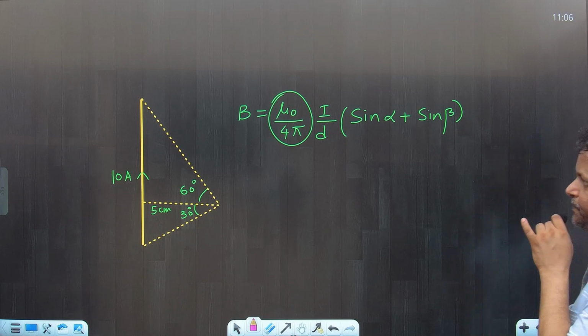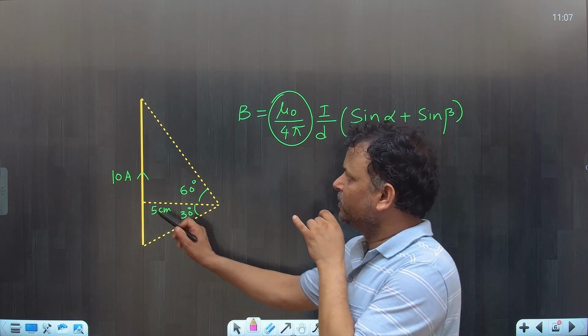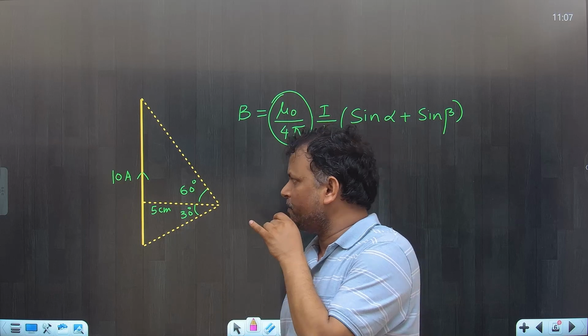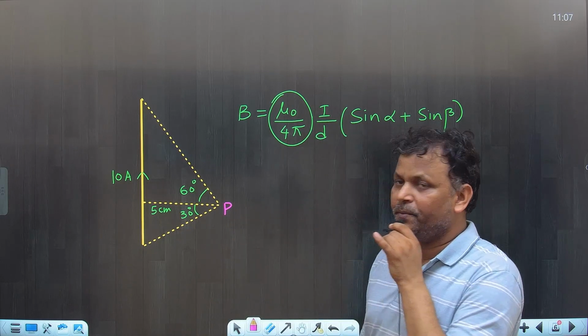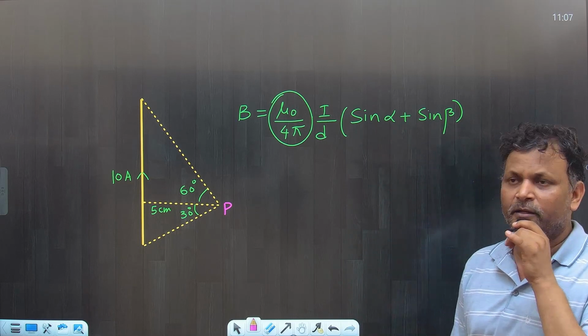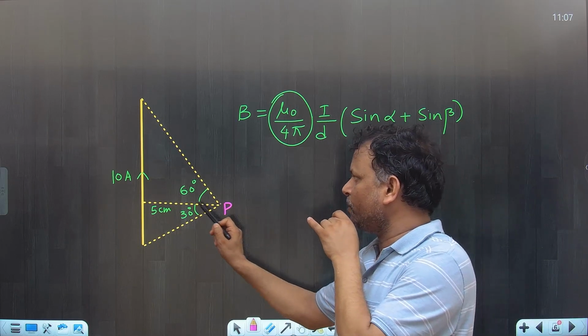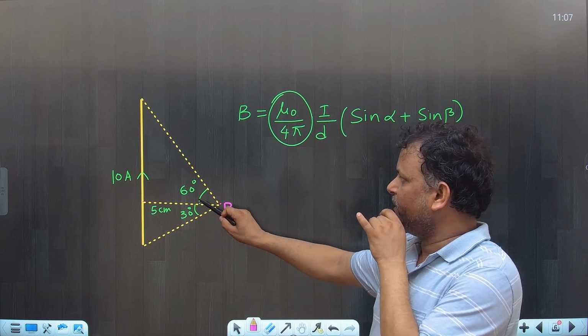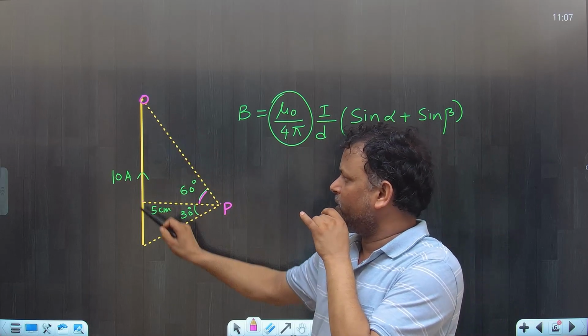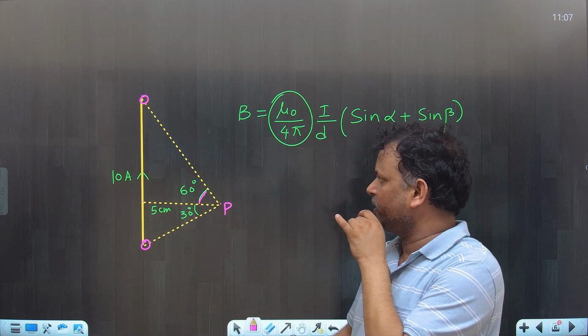Consider this question. This is a wire, current flowing through this is 10 ampere, and at this point P you are looking for the magnetic field. The length of the perpendicular from P to the conductor is 5 centimeter, and the angles made by the perpendicular to the end points of the conductor are 60 degrees and 30 degrees.